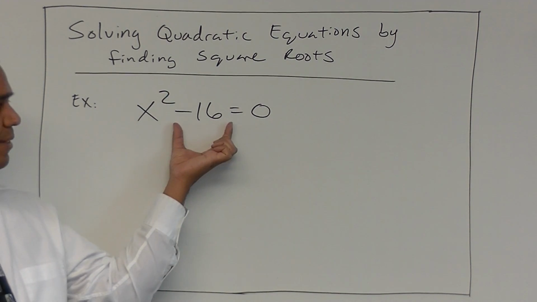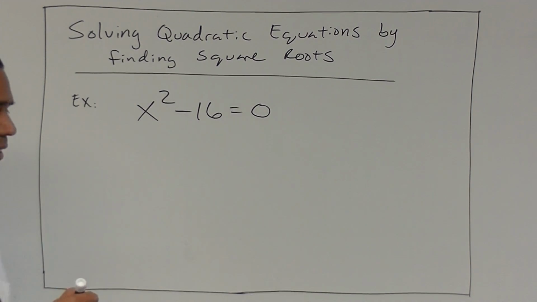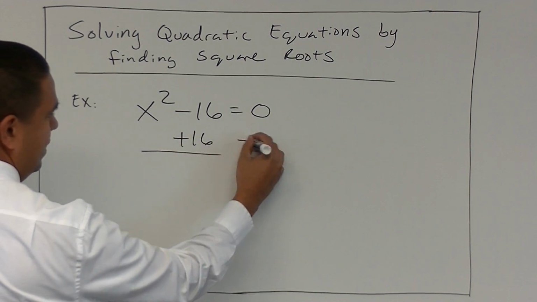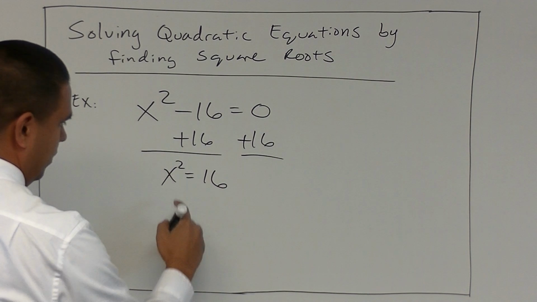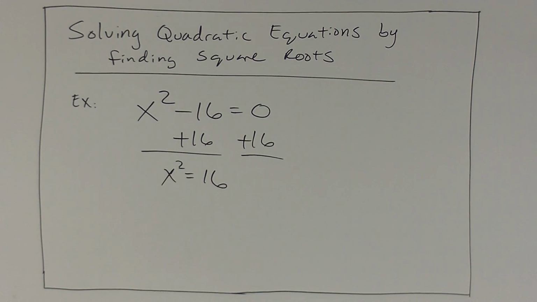So what would we have to do to the minus 16? Add it to the other side. Very good. So we add 16, add 16, and we get x squared is 16. Square root it. Some of you could probably solve that in your head, right?